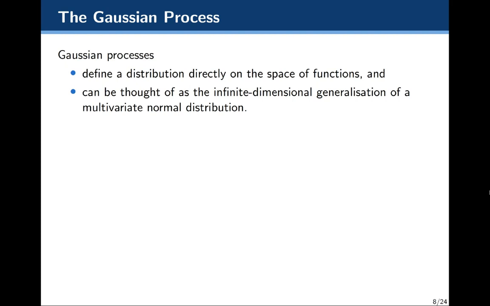So one nice aspect of GPs, which are Gaussian processes, is they define a distribution directly on the space of functions. So we're going to, again, be talking about probability distributions, and they're able to put a probability distribution on the space of functions. And they can be thought of as an infinite dimensional generalization of a multivariate normal distribution. So you essentially can view it as a very large, infinite dimensional Gaussian.